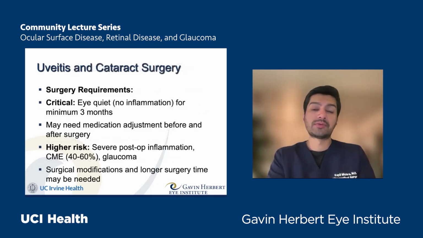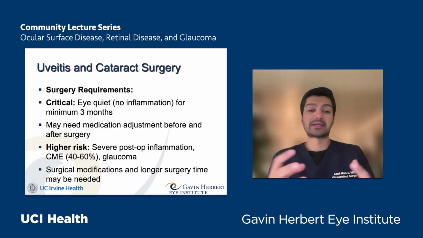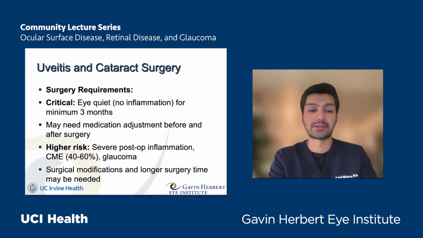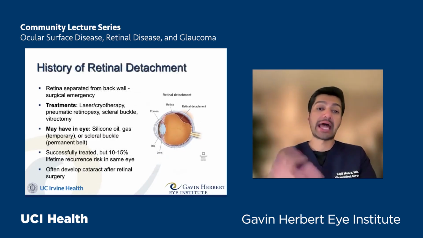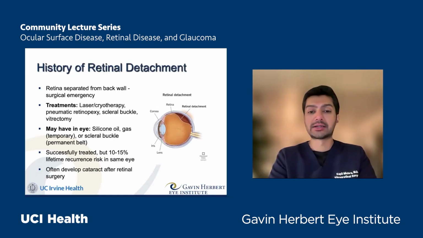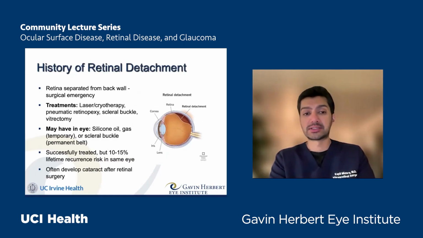The point with uveitis is that we really want to make sure the eye has not had any active inflammation for at least 3 months, because if you were to undergo surgery, the eye does not like to have surgery in itself. That can increase inflammation and can make it very difficult to manage and can lead to complications. For retinal detachment, if a patient has had a history of a retinal detachment, it's totally fine to undergo cataract surgery, but there are some considerations.